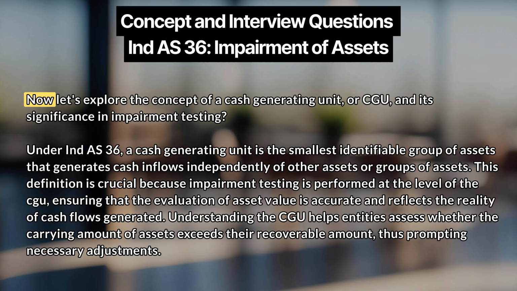Now, let's explore the concept of a cash-generating unit or CGU and its significance in impairment testing under Ind AS 36. A cash-generating unit is the smallest identifiable group of assets that generates cash inflows independently of other assets or groups of assets. This definition is crucial because impairment testing is performed at the level of the CGU, ensuring that the evaluation of asset value is accurate and reflects the reality of cash flows generated. Understanding the CGU helps entities assess whether the carrying amount of assets exceeds their recoverable amount, thus prompting necessary adjustments.